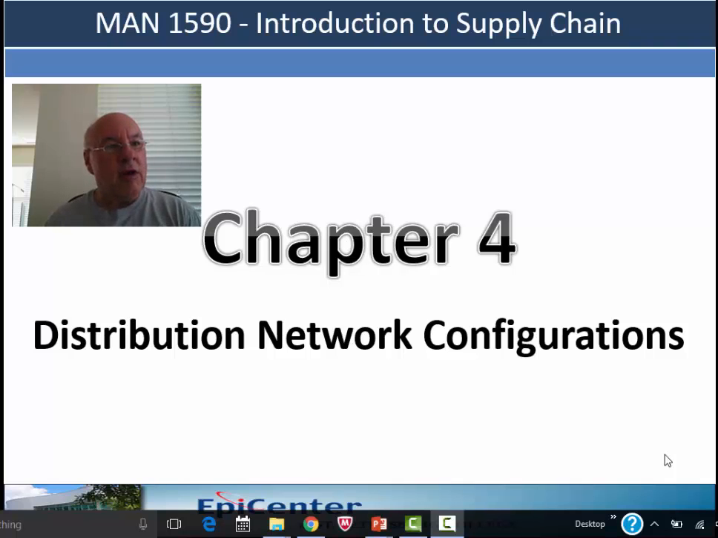Hello. One of the objectives of Chapter 4 is to recognize the critical need to evaluate the structure and functioning of supply chain networks and for making changes and improvements as appropriate. Let's take a few minutes and look at the types of network configuration, also known as network topologies, that one may find with logistics and supply chain.